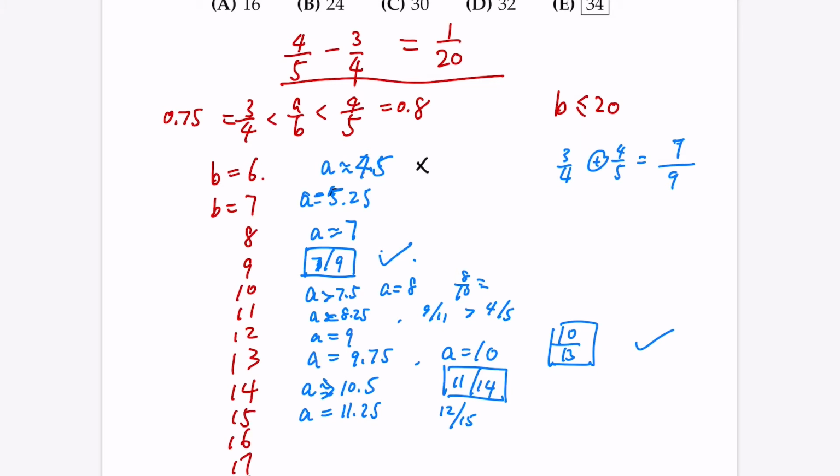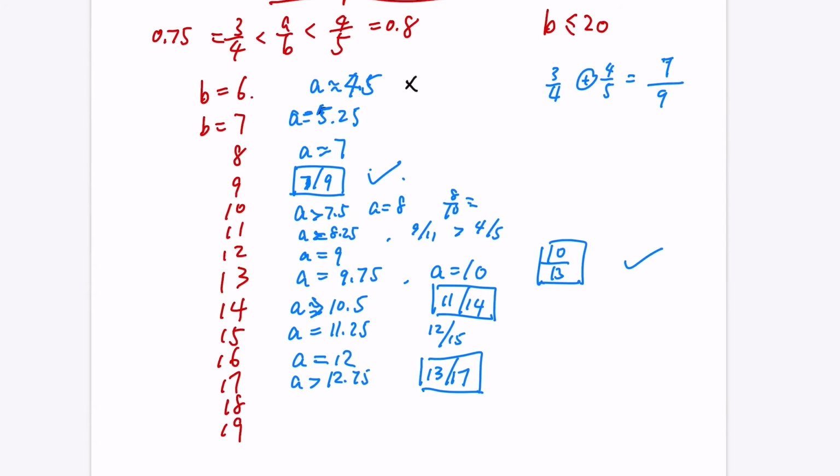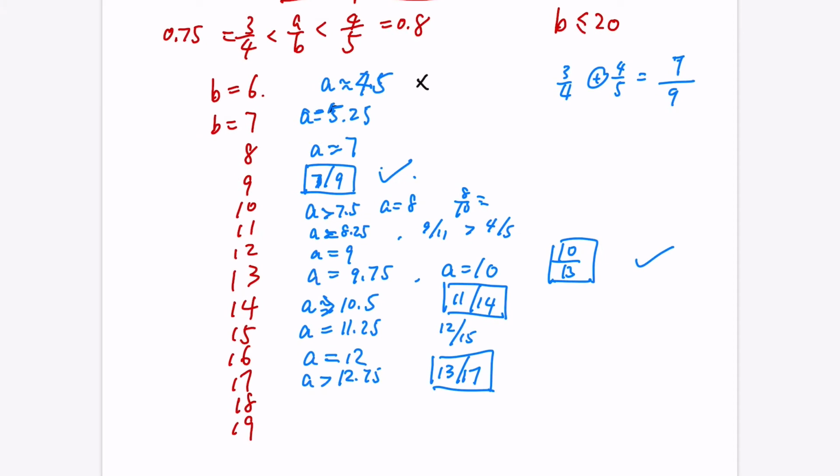So 16. 16 is not good because A would be equal to 12, but you cannot choose 12. A has to be 13, but 13 is over, so that's not it. So let's go to 17. For 17, A should be strictly bigger than 12.75. Let's try 13 over 17. Yes, that's a good number. So altogether we have found 4. So let's try the last two.